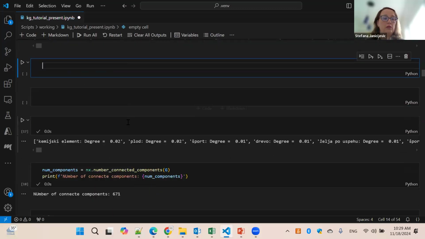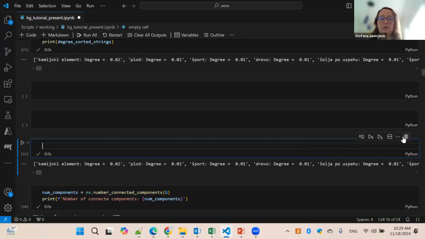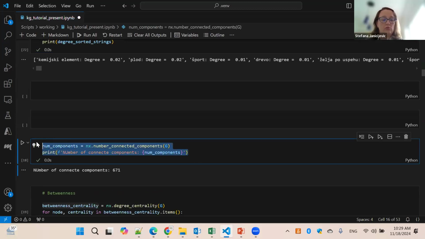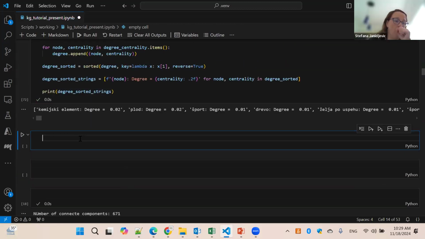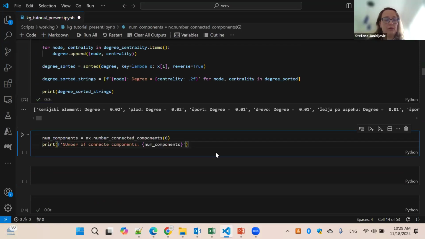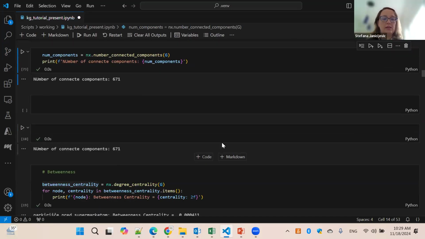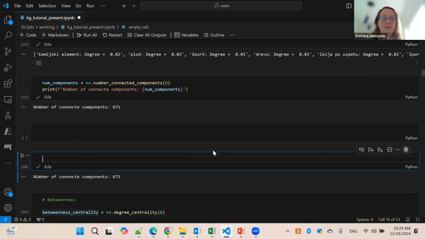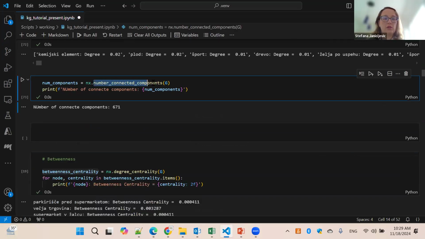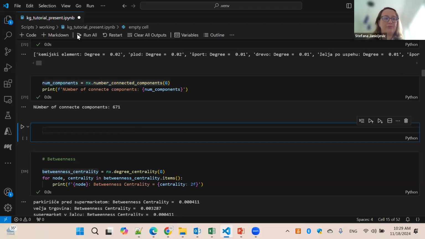If we want to calculate the number of components, that is one of the interesting insights. So we expect 671 components inside. Also, this is the function number connected components with graph G in it.